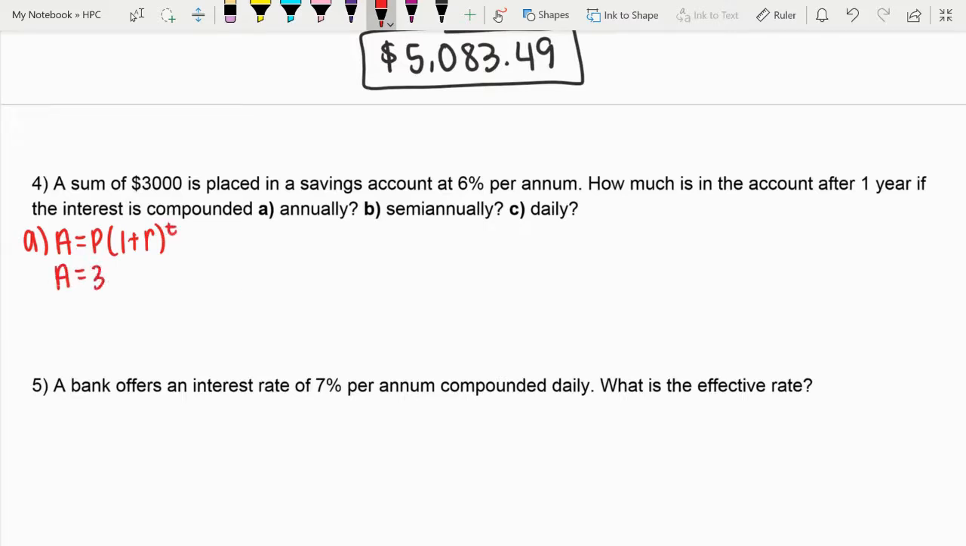Our principal is $3,000. 1 plus, we are at 6%, so that would be 0.06, and we are talking about only 1 year. Okay, so the amount after 1 year, if it's compounded annually, we would have approximately, you should be putting this into your calculator, but approximately $3,180.